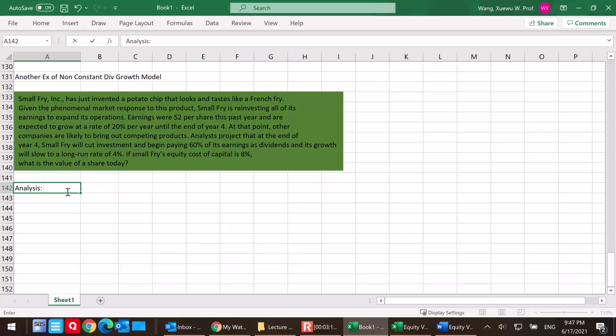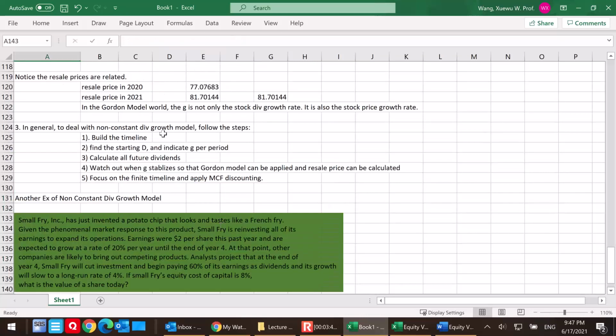So it looks like this is a dividend discounted model, and we noticed that there is no dividend in the first couple of years because the company is going at full speed. So this is a non-constant dividend growth model. And if that's the case, let's follow the steps we outlined earlier.